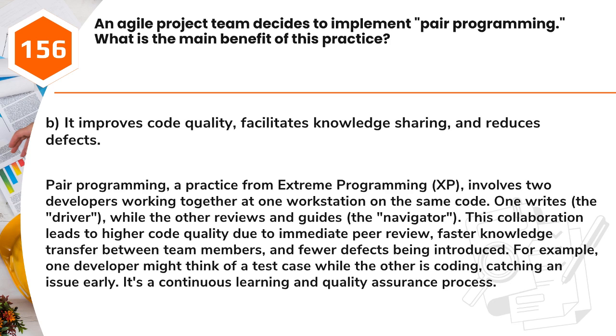Answer: B. It improves code quality, facilitates knowledge sharing, and reduces defects. Pair programming, a practice from extreme programming (XP), involves two developers working together at one workstation on the same code. One writes, the driver, while the other reviews and guides, the navigator. This collaboration leads to higher code quality due to immediate peer review, faster knowledge transfer between team members, and fewer defects being introduced. For example, one developer might think of a test case while the other is coding, catching an issue early. It's a continuous learning and quality assurance process.